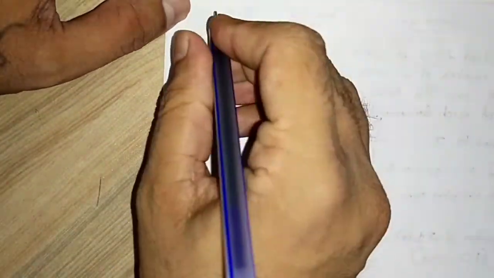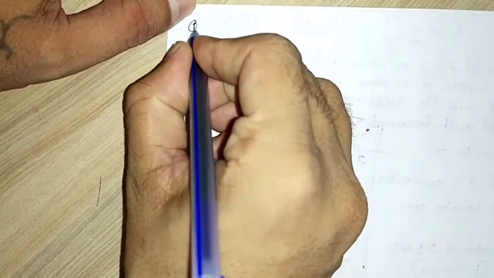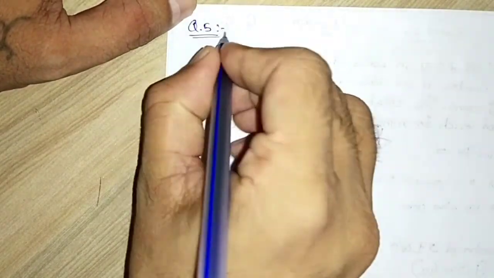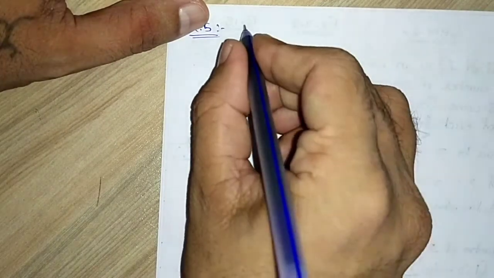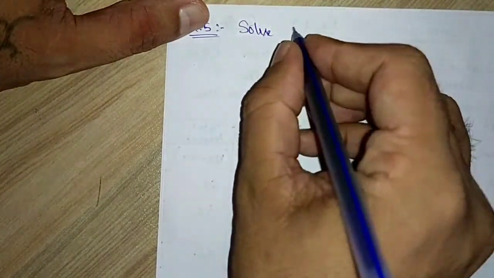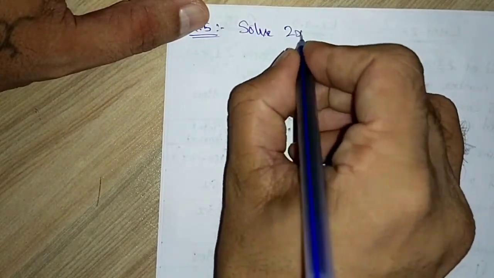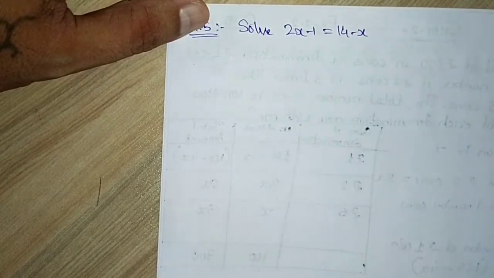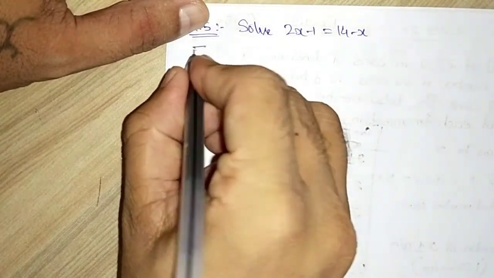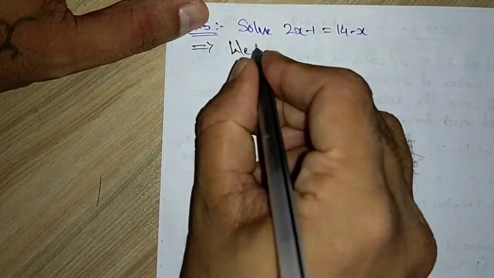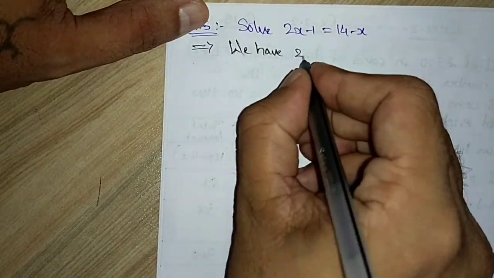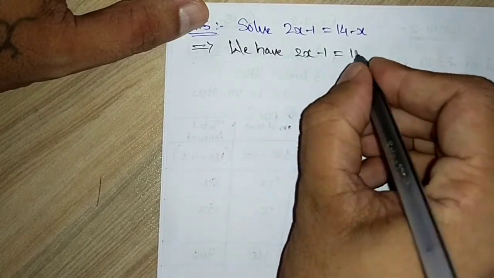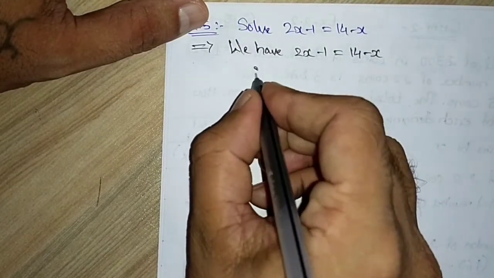Now let us move to the fifth part, question number 5. Question number 5 is solve 2x minus 1 is equal to 14 minus x. Same procedure. We have 2x minus 1 is equal to 14 minus x.